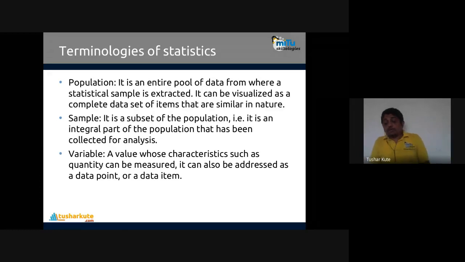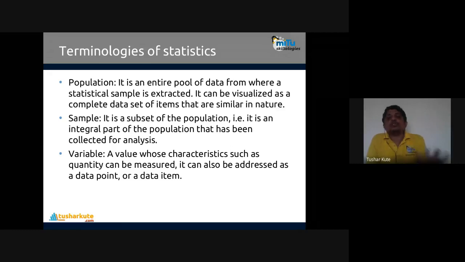Okay. Before actually proceeding with the types of statistics, we will know about some terminologies which are used in statistics. Six terminologies are there. You need to understand them, because these names will come up multiple times. Population. We talked about population and sample, both. Population is the entire pool of data from where the statistical sample is extracted. The entire data set. What is population?